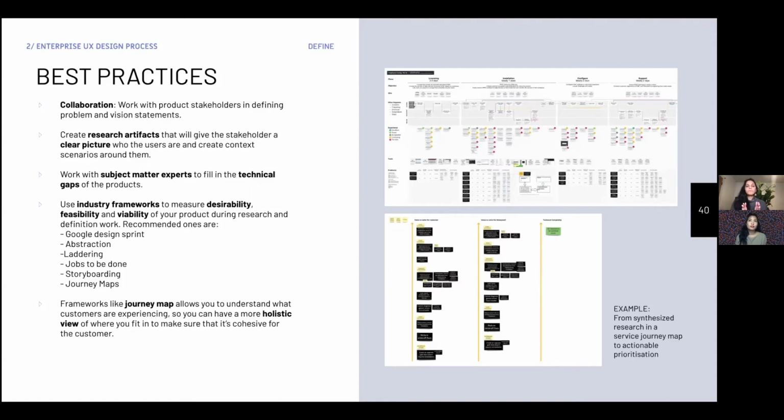Again, one thing in enterprise design is something that I really like to point out, that if you're working in this thing, we have a lot of subject matter expertise. They are called SMEs.